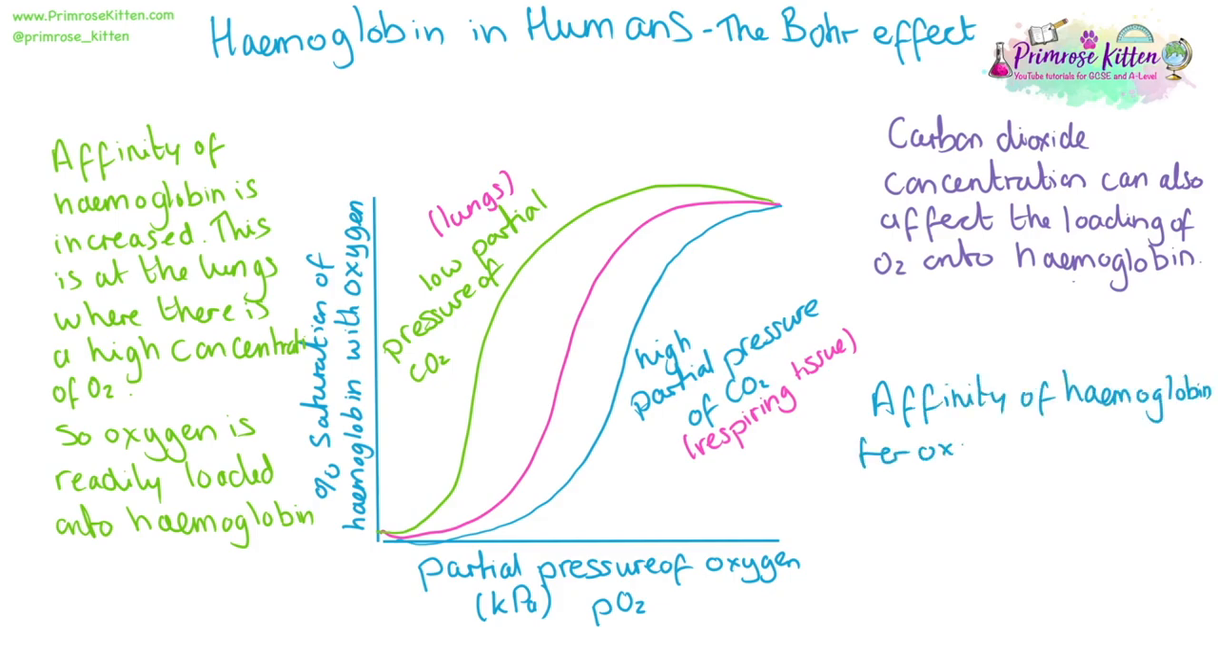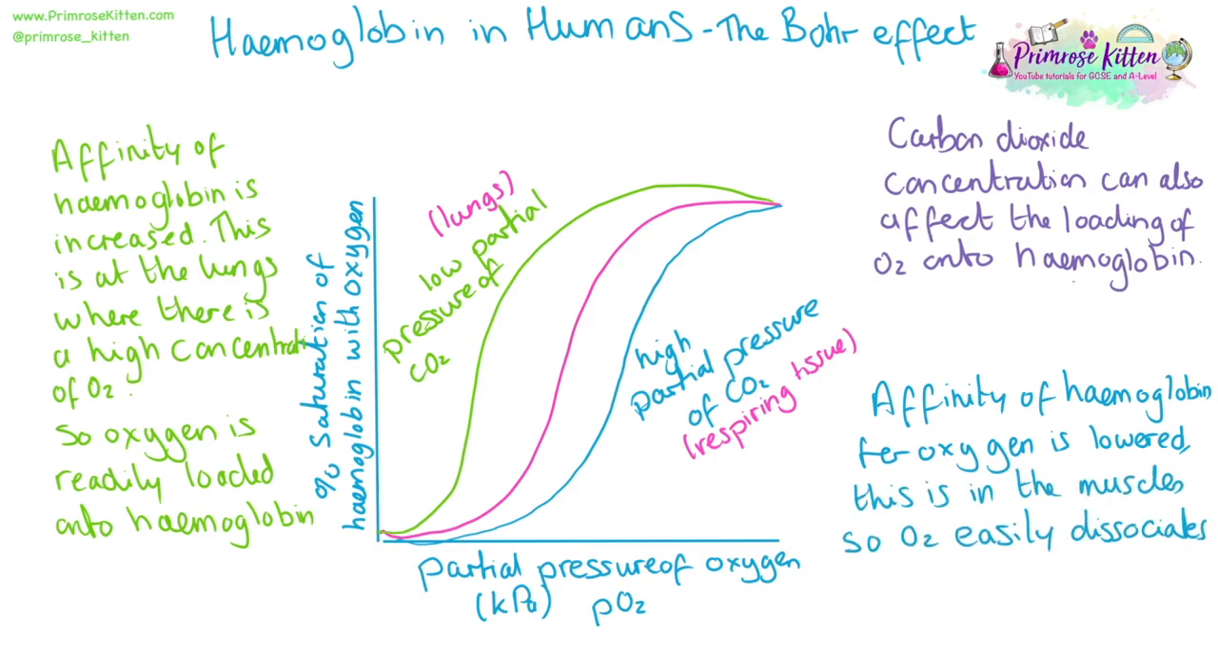Where there is a high partial pressure of carbon dioxide, for example, in muscles or respiring tissue, the affinity of hemoglobin for oxygen is lowered. This could be in the muscles, so oxygen easily dissociates and goes to where it's needed.